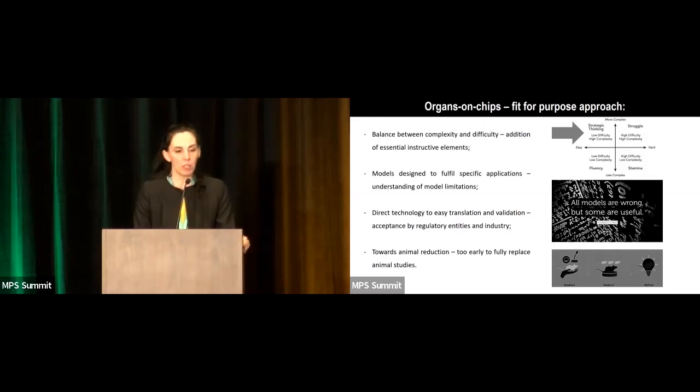Again, the models need to be designed to fulfill specific applications, and we do need to understand the limitations of the models to make them efficient. And the technologies developed can be directed to enable easy translation and validation of the models. As we heard already quite a lot until now, we need to guarantee the acceptance of these models by the regulatory entities. The main goal here is walking towards animal reduction. Yes, we talked about animal replacement, but I think at this stage we can already contribute quite a lot to the reduction of animal use.